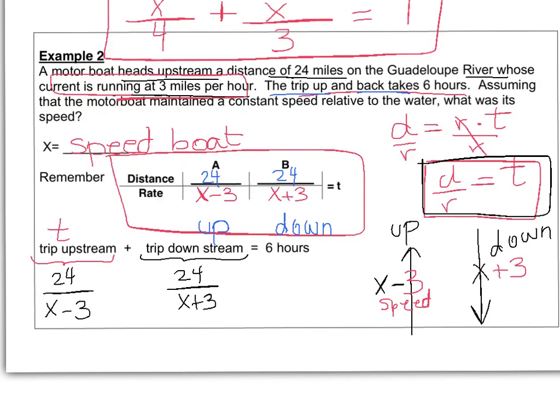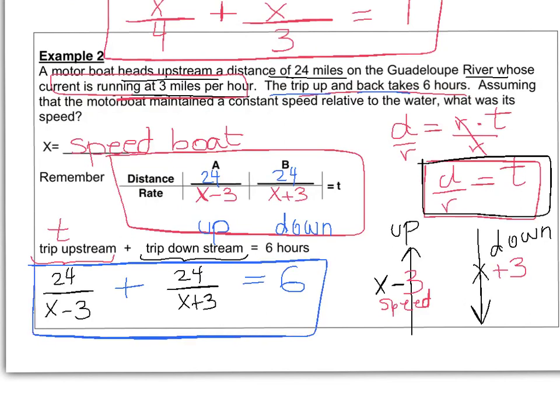And they told us that the whole trip took 6 hours. So up and down took 6 hours. That's why you add them, and together they're going to be 6. This is how you set up your equation. Again, in order to solve it, you have to understand lesson 5-8. Now, that's what I want to say about number 2. You can solve the equation on your own. Now let's move on to number 3.